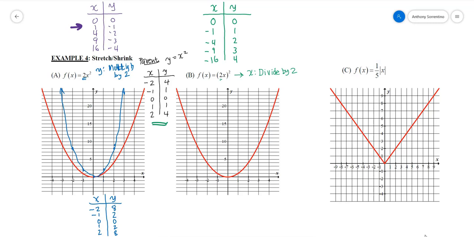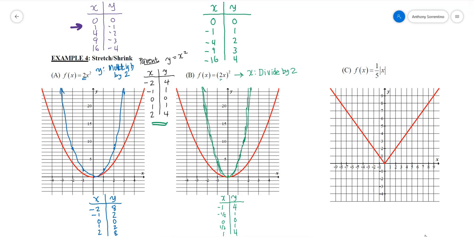So that means that when I do my table for this, it's my y's that are going to be left alone from the original function. So the 4, 1, 0, 1, and 4 I have from the original parent function are still going to be there. Each of the x's are going to be divided by 2. Plot these, my graph will look something like that.